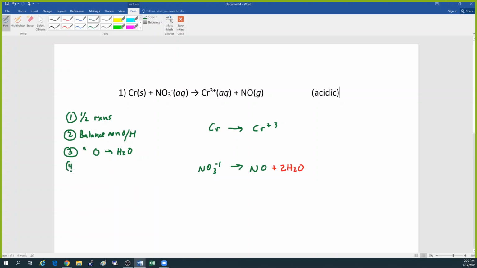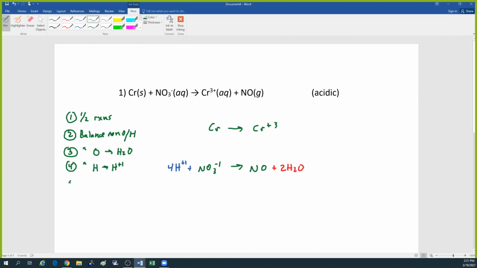At that point, we're going to balance hydrogen using hydrogen ions. Again, top line, not an issue. Bottom line, the only hydrogen that we put in is because of the water we added. So there's 4 total hydrogens here, which requires 4 total hydrogen ions here.